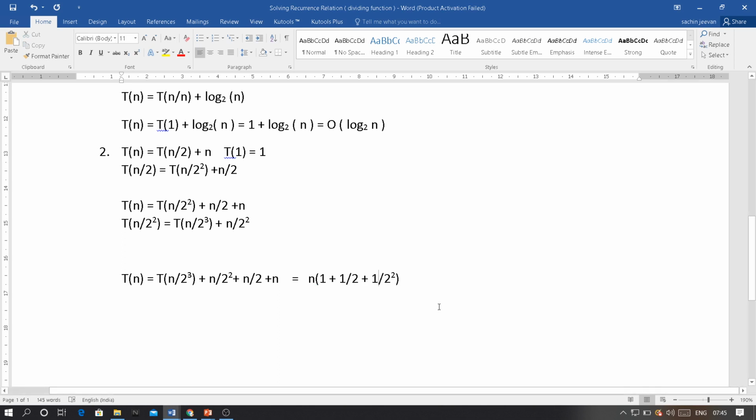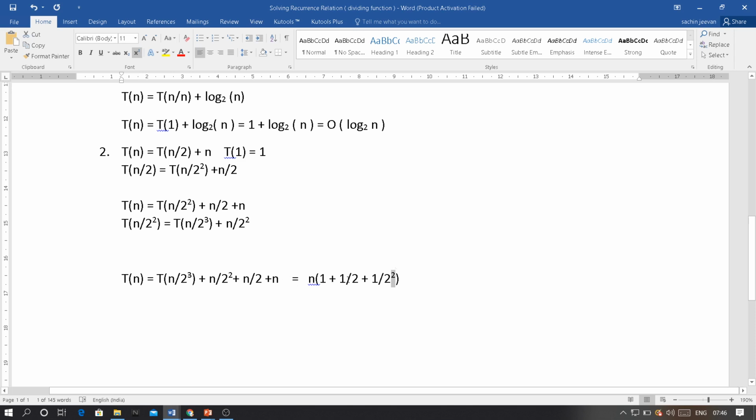This keeps on going up to what? If this is 2 power 3, then this is coming up to 2 square. If this is 2 square, you are stopping at 2 power 1. If this is 2, you are stopping with 1 itself. So what you can say is up to k minus 1. If this is k, then this has to be taken as k minus 1.